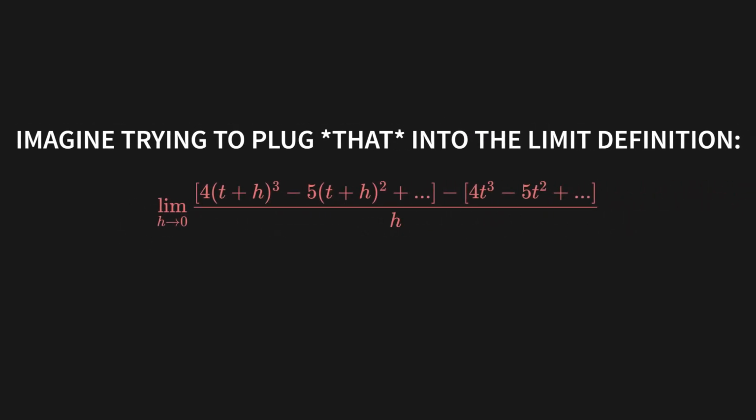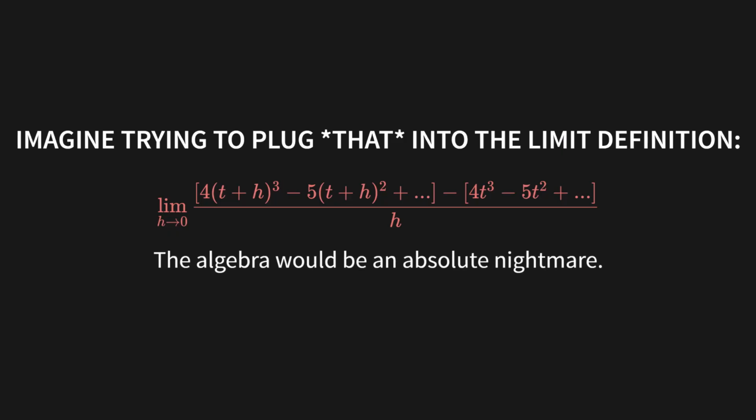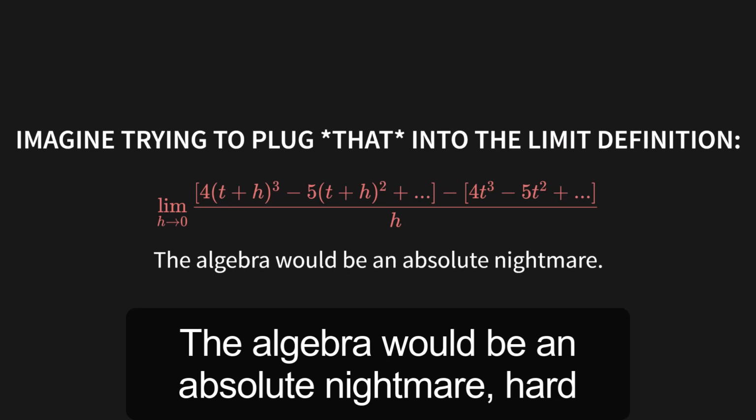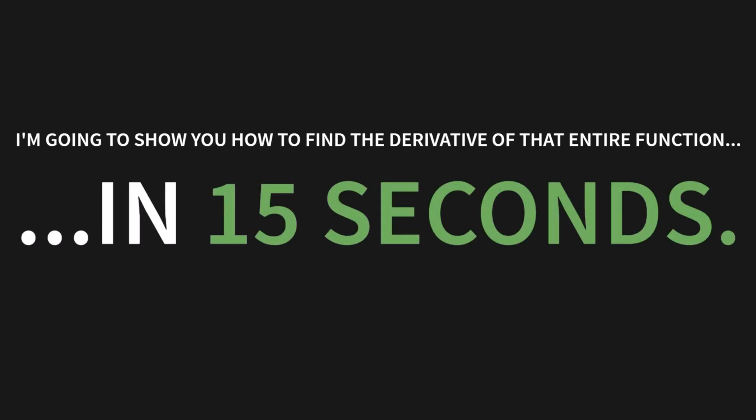Now imagine trying to plug that into the limit definition. You'd have the limit as h approaches 0 of 4 times t plus h cubed minus 5 times t plus h squared minus the original function all over h. Ugh, the algebra would be an absolute nightmare. Hard mode. But I'm going to show you how to find the derivative of that entire function in 15 seconds. We're switching to easy mode.